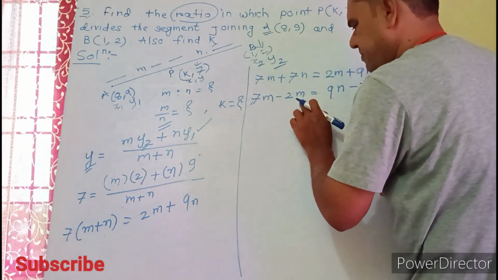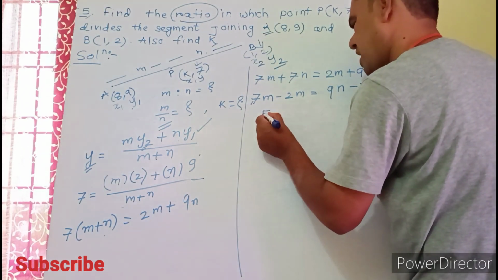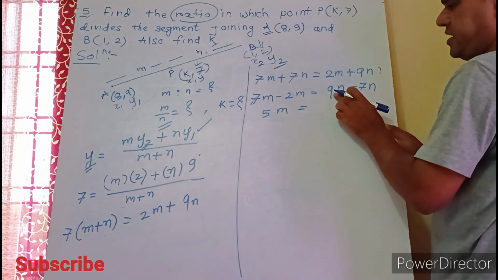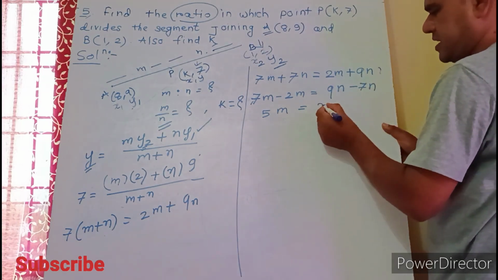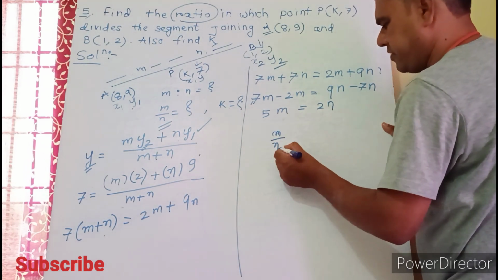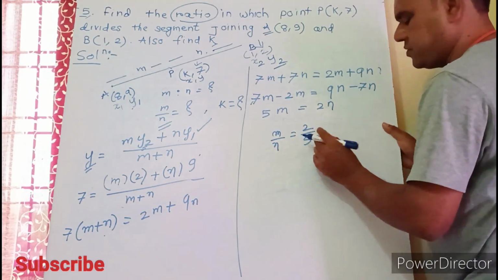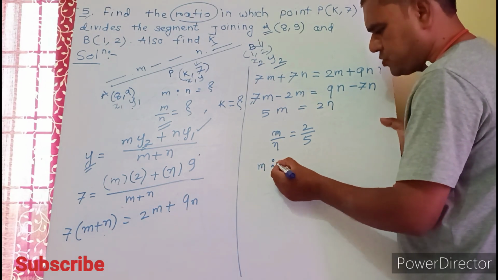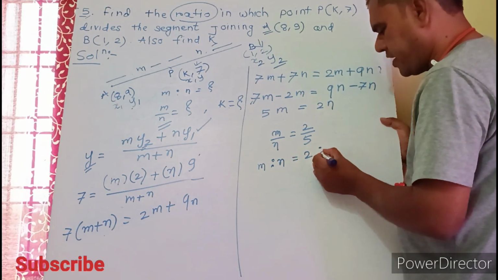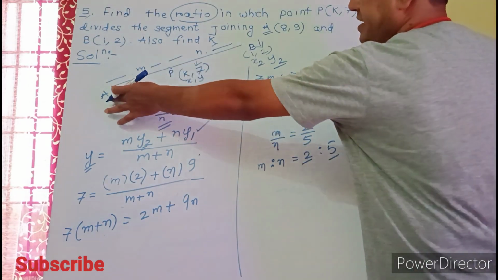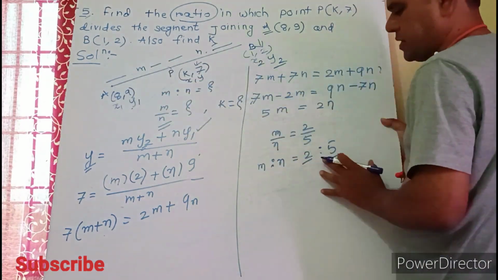Now this 7m minus 2m, that is 5m, equals 9n minus 7n, that is 2n. Therefore m by n will be equal to 2 by 5. So we get m by n equals 2 by 5. Then we can write it as m is to n equals 2 by 5, meaning in the ratio 2 is to 5. This point P is dividing segment AB in the ratio 2 is to 5.